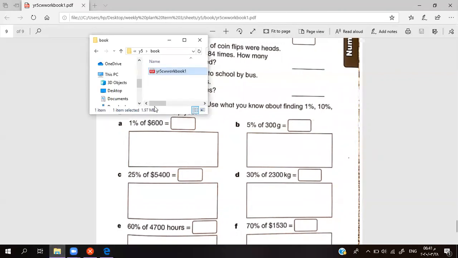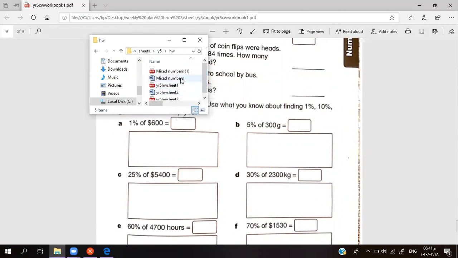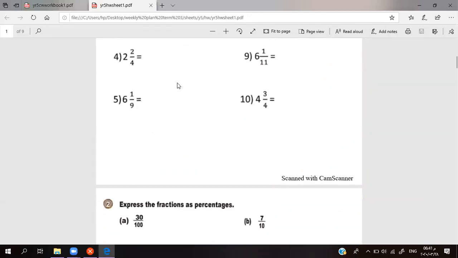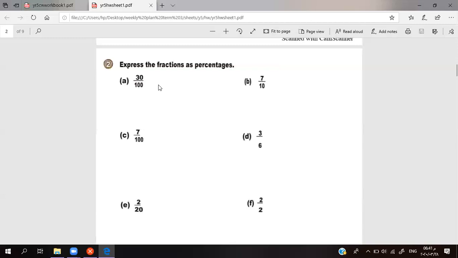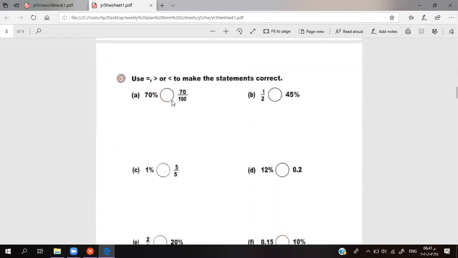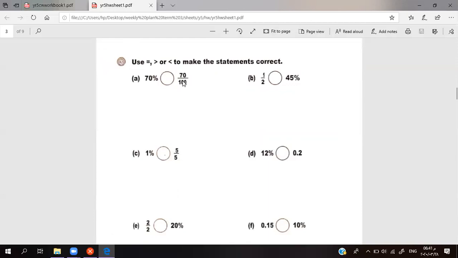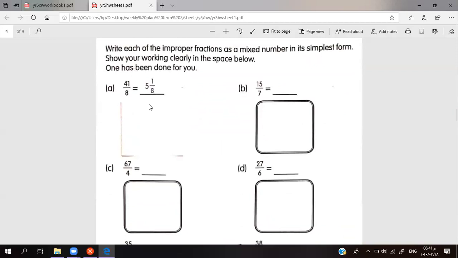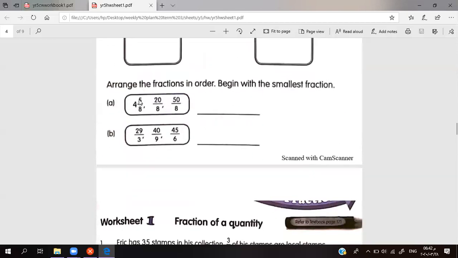Okay, I need you to divide it. This is the homework. You have sheet 1. It's turning mixed numbers into improper fractions. Sheet 2, express it as a fraction. It's very easy. And then here, compare. You will turn the percentage into a fraction, and then you're going to compare. Okay, it's very easy also. And here he's asking you to turn an improper fraction into a mixed number. It's something that we learned before.